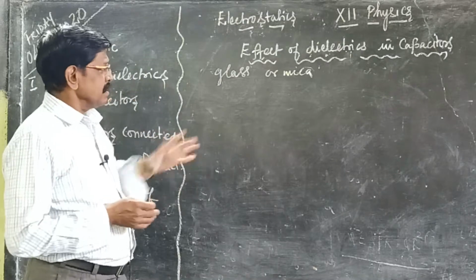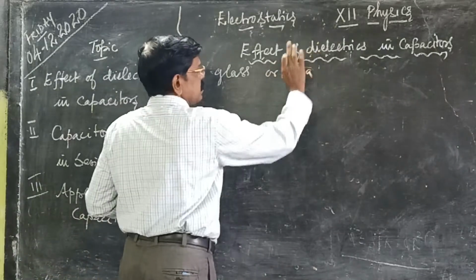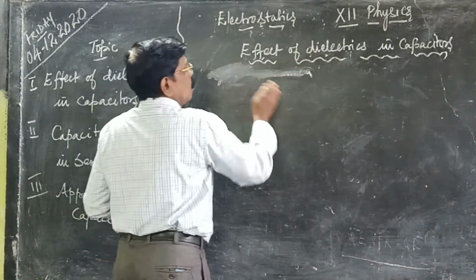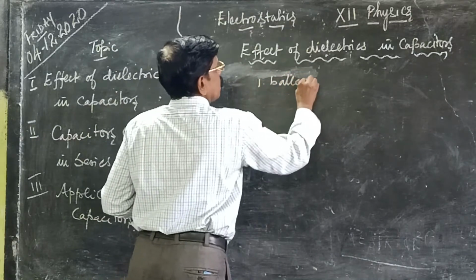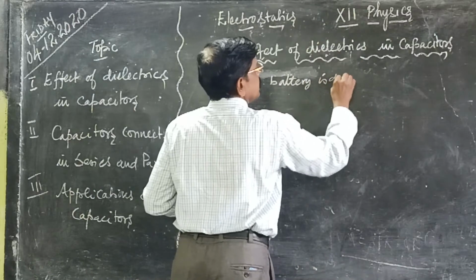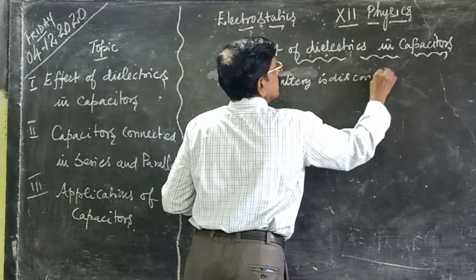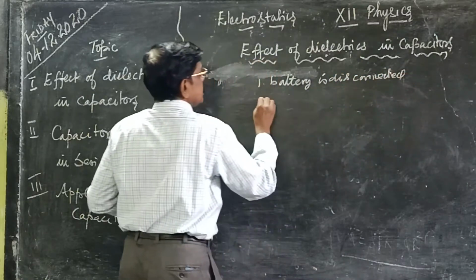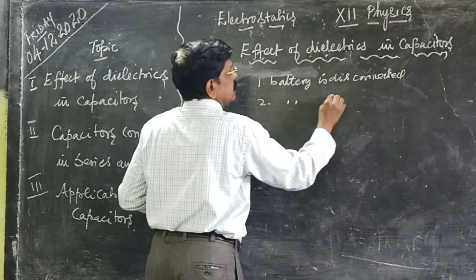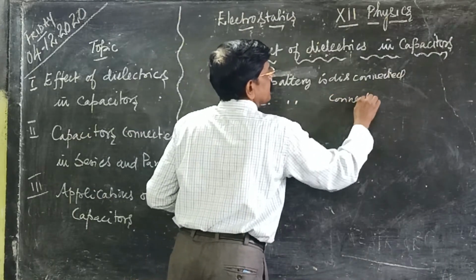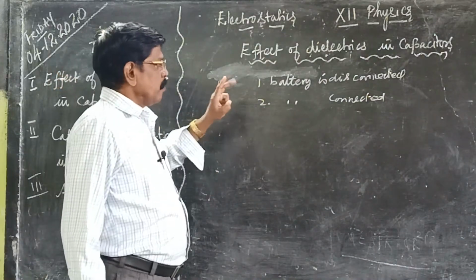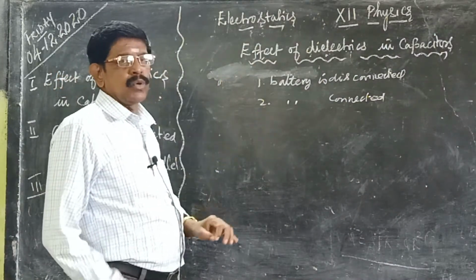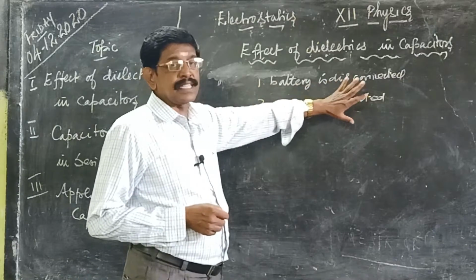There are two ways of inserting the dielectric. One is battery disconnected. Second one, battery connected. These are the two ways. First, let us discuss the battery disconnected.